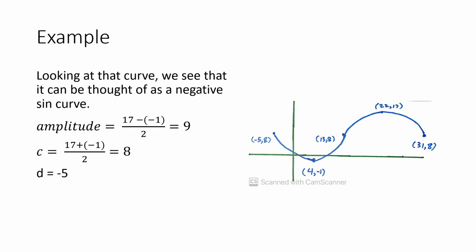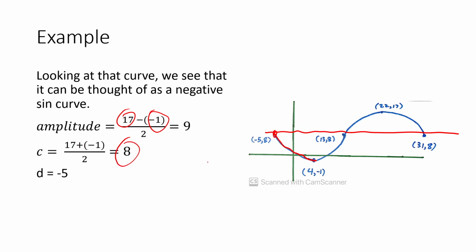We're going to think of this as a negative sine curve, because we're on the axis of symmetry heading down to start. So our amplitude is going to be equal to the maximum y value minus the minimum y value, quantity divided by 2. So 17 minus -1 all over 2 is equal to 9. Our axis of symmetry is at 8. If we want to calculate it, we can say it's the maximum y value plus the minimum y value all over 2. So that gives us 8.